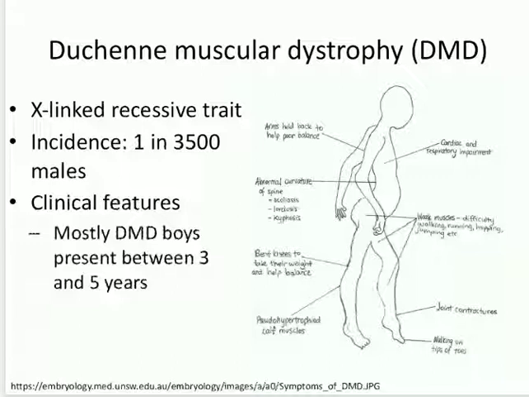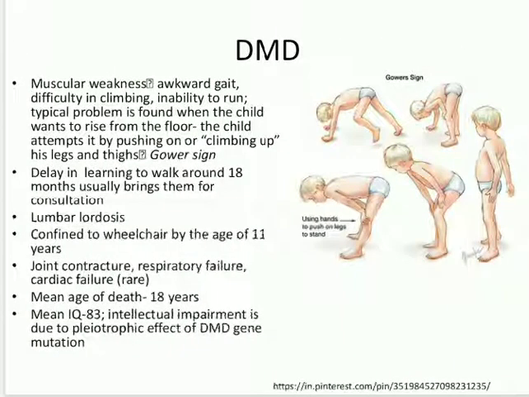The incidence is 1 in 3,500 males. The male kid will come to you at around 3 to 5 years of age with muscle weakness and awkward gait. Whenever the child wants to stand up from a sitting posture, the child will climb up on itself. That's called Gowers' sign. This is to be noted in clinics. And the child will have a delay in learning to walk, around 18 months of age. The normal kid can do this around the 12th month of age.